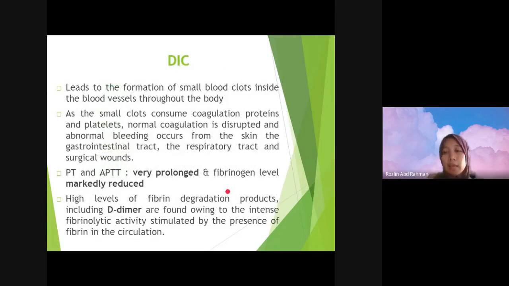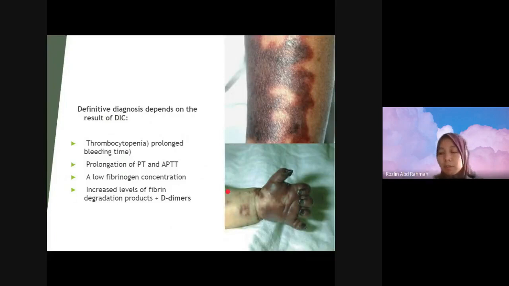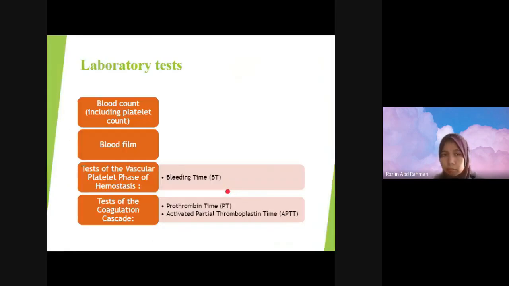Alright, and DIC, disseminated intravascular coagulopathy. Again, I've introduced these to you before. These can lead to coagulopathy as well. Okay, so these are some of the presentations of a DIC patient. You can see a lot of bleeding manifestations. Okay, lab tests. The screening tests are usually useful in diagnosing a patient who gives a history of excessive bleeding, and include your blood count.